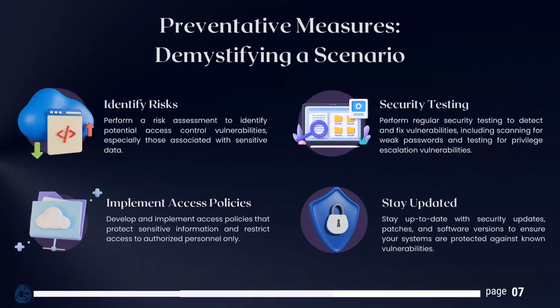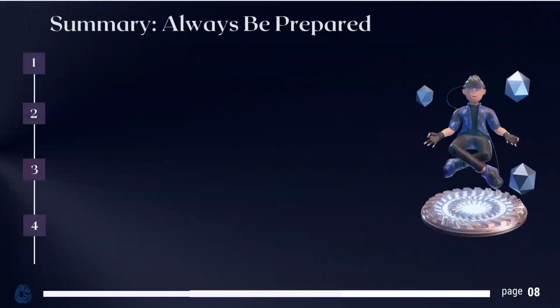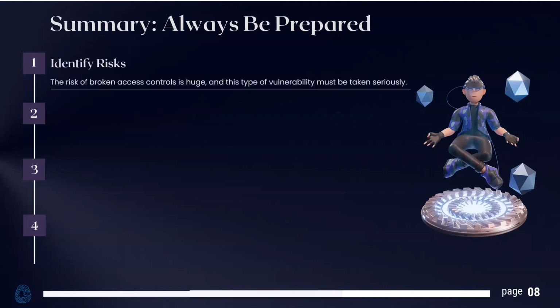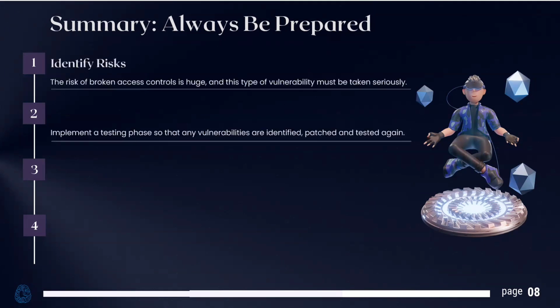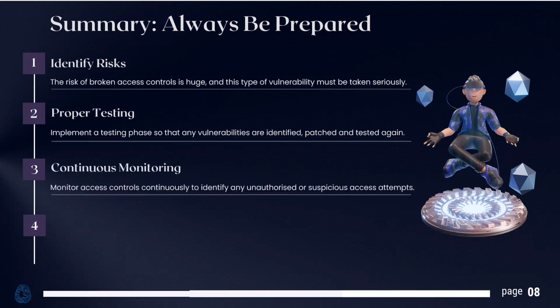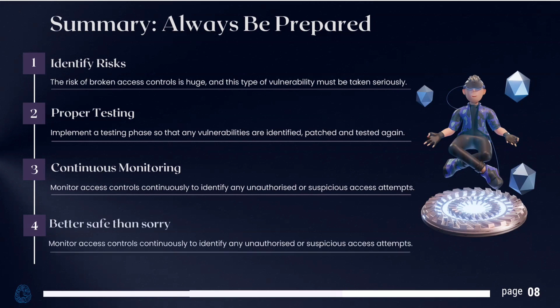So these four are the preventative measures specifically for the broken access control vulnerability. And then there is a summary of what we need to prepare for while working in an organization. Obviously it is going to be identifying the risk, and then proper testing, and continuous monitoring, which is done by the SOC analyst, and then better safe than sorry. Basically, implement and test in the earlier phases, the implementation phase, so that later they don't have to regret and feel sorry that we have been compromised, or that we need to pay this much amount to get back our access in the organization.